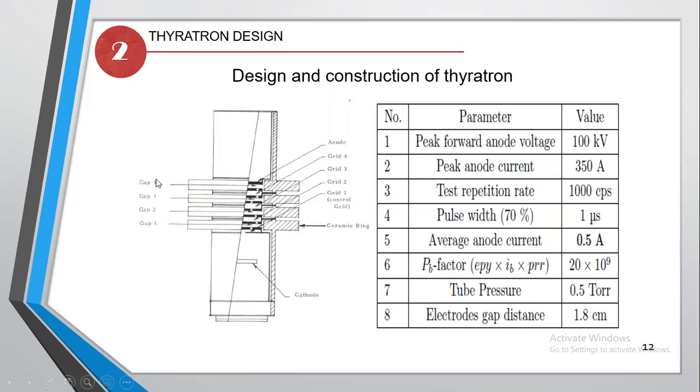We will use a 4 gap, which is a 4 electrodes design, and the gas will be hydrogen gas, which gives short deionization, unlike the other gases. This construction of thyratron needs 4 voltage pulses, one for each gap, and the tube itself will be made of ceramic material, a ceramic metal thyratron.